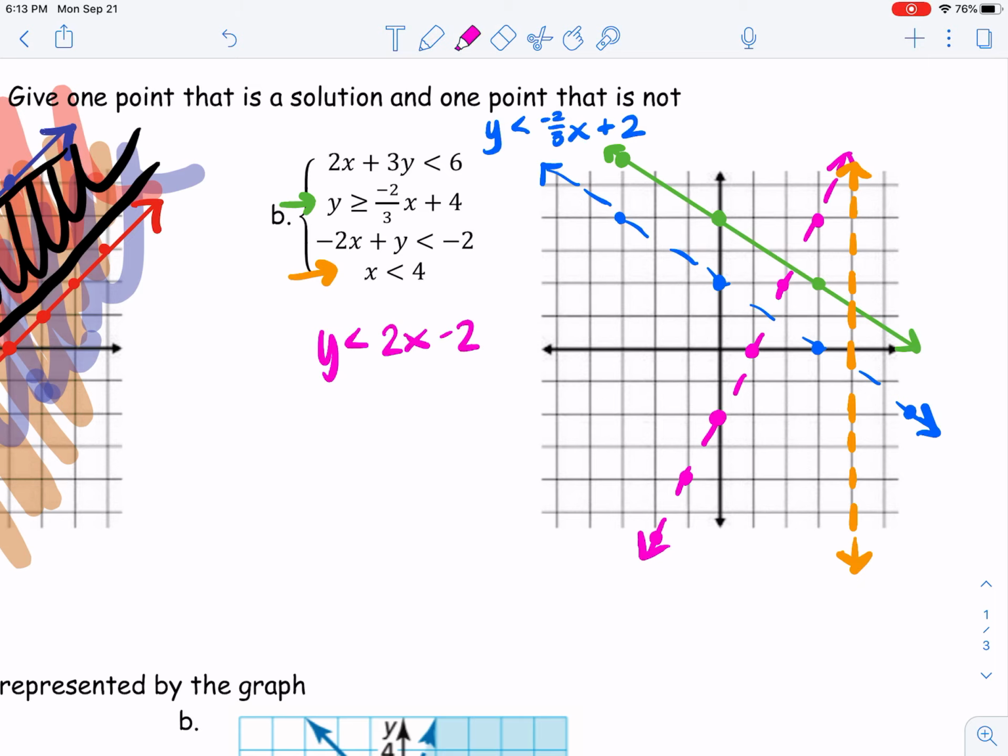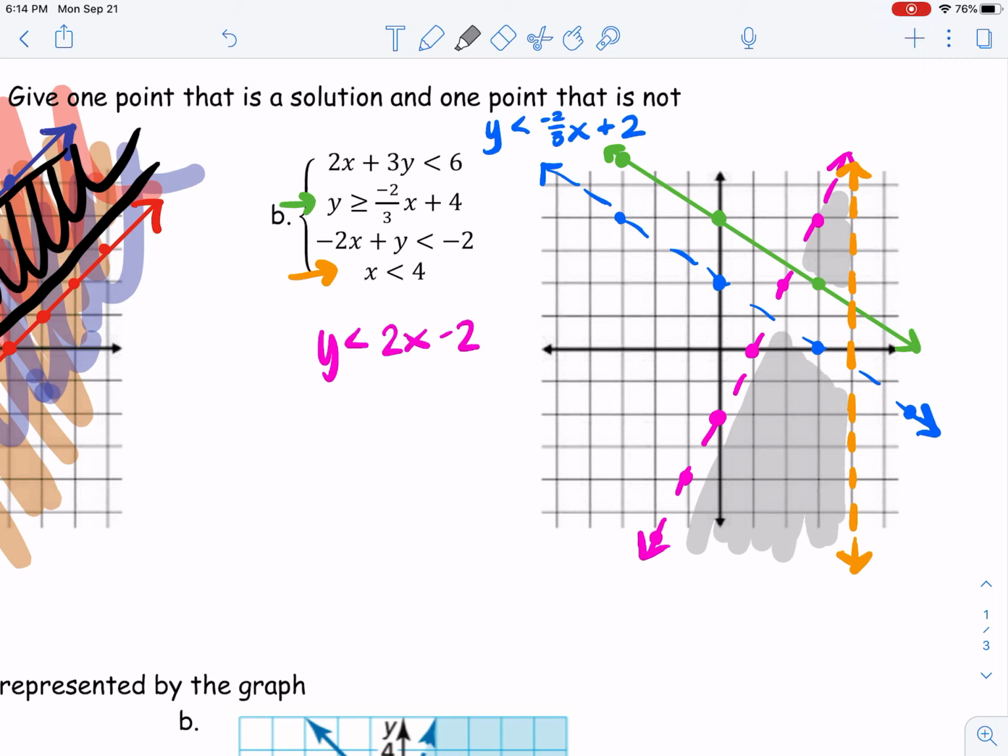And so let's see what we have. I'll use gray. For the first one, for the blue, y is less than -2/3 x plus 2. So everything below the blue line. Y is greater than -2/3 x plus 4. Everything above the green line. Y is less than 2x minus 2, so everything below the pink line. And then x is less than 4, so everything to the left of the orange line. So technically here and here.